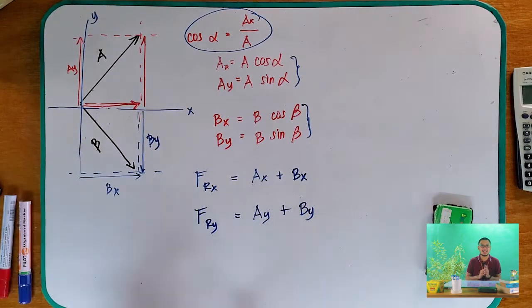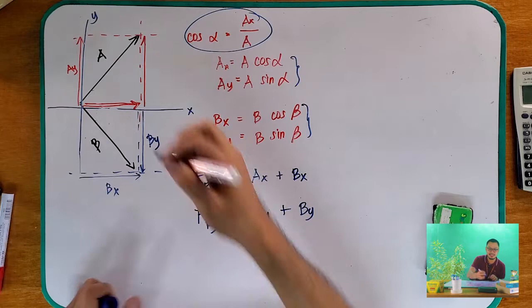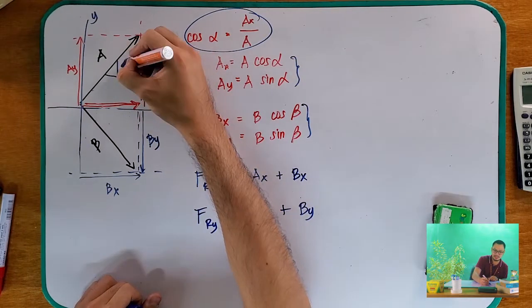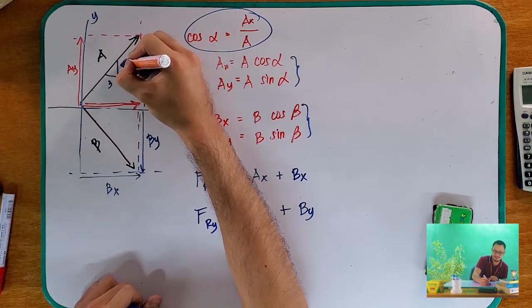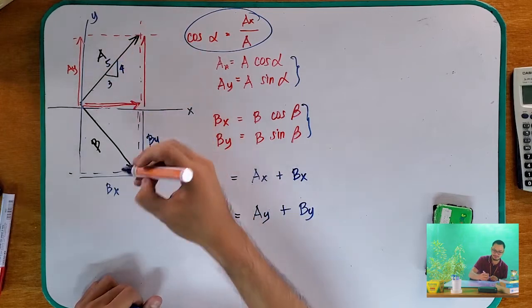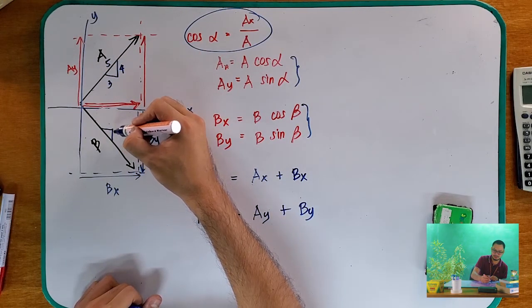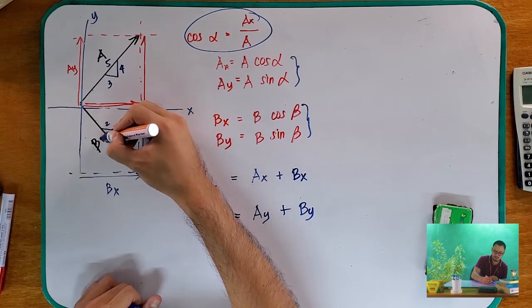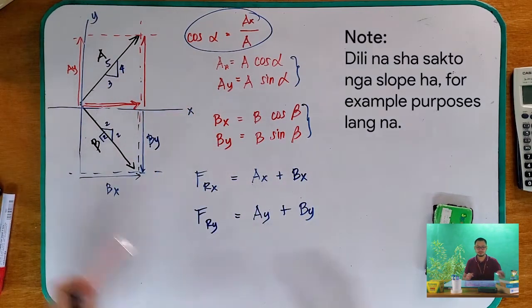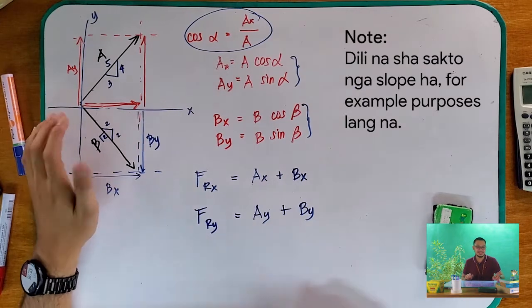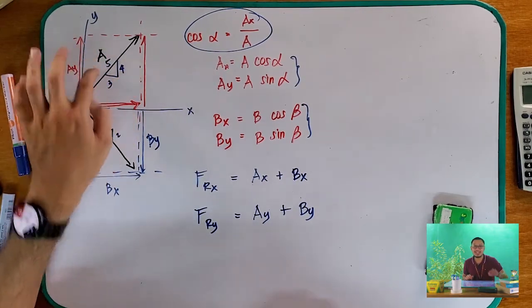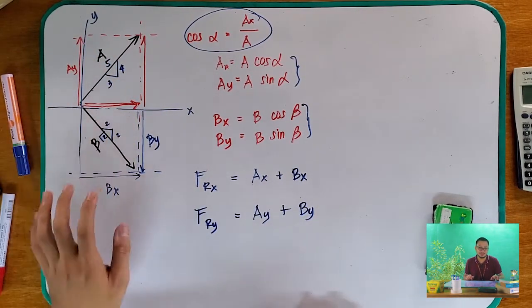But if dili angle ang given, kung ang given kay slope, so let's say this is 3, this is 4, this is 5. And kaning isa, this is 2, 2 square root of 2. Ato lang ingon nga ingana ha. Slope is 3, 4, 5. And kaning isa, 2 square root of 2.